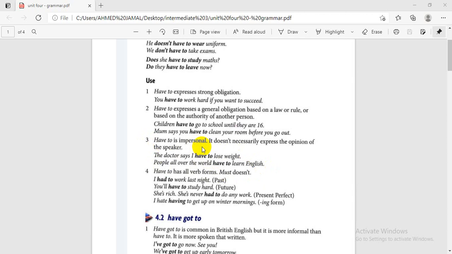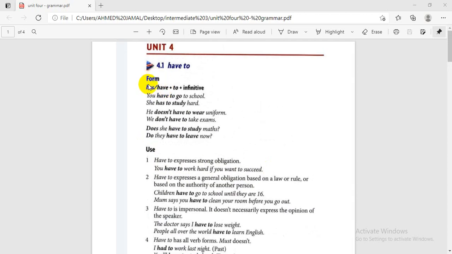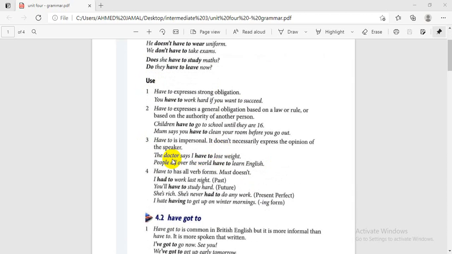هنا وردت هذه الفورم الهاف تو infinitive كانتحال للشخصية، مثل the doctor says I have to lose weight، اللي هي أنه الدكتور غير معلوم قال أنه يجب أن تنقص الوزن، أو أشخاص كذلك غير معلومين all over the world have to learn English. الأشخاص في أنحاء العالم have to learn English، يجب عليهم أن يتعلموا اللغة الإنجليزية.